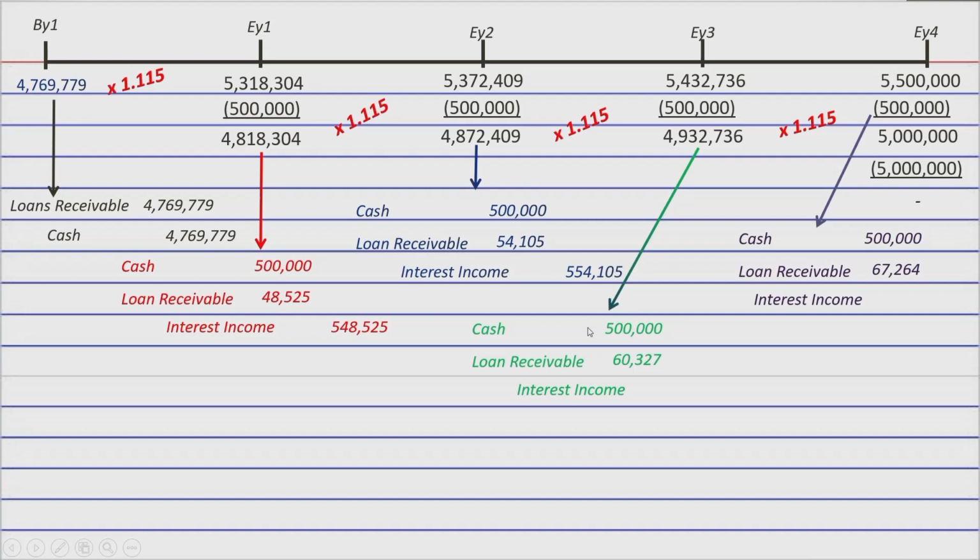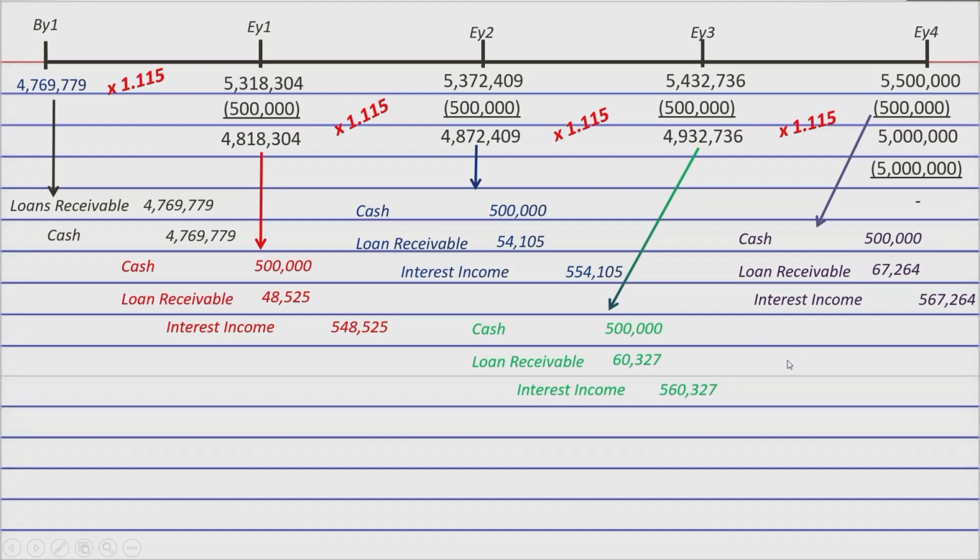So for me, and for this video, and for the other years in the sample problem, let's make the interest income the balancing figure in the journal entries so that we'll be able to save time. Okay? So here we have 560,327, and here we have 567,264.